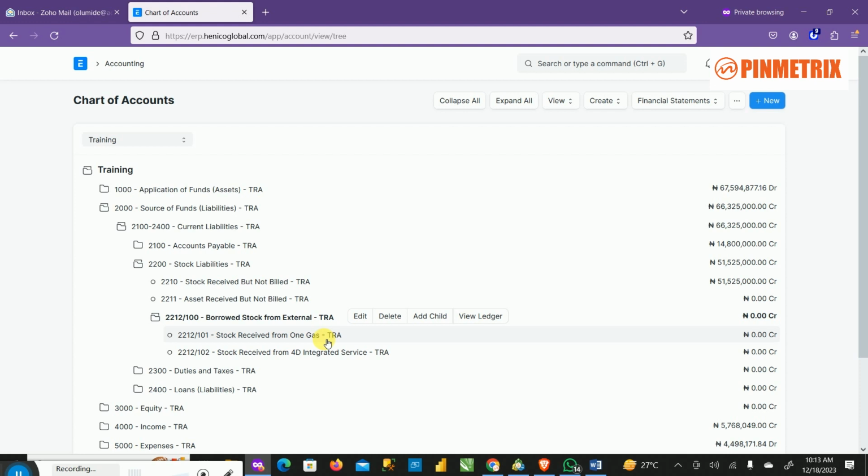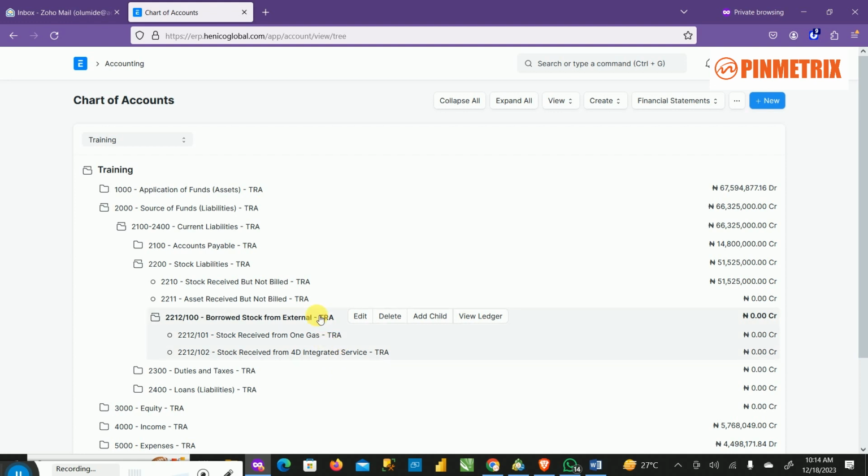So we could as well have a single GL account that will have all those transactions together, depending on your process and depending on the volume of transactions that are actually involved. But in our situation, we want to be able to reconcile stock easily. So we decided to have them split like this.